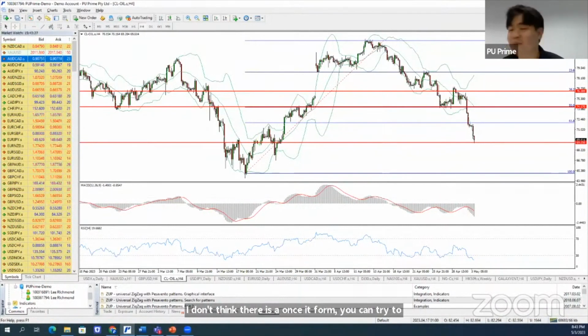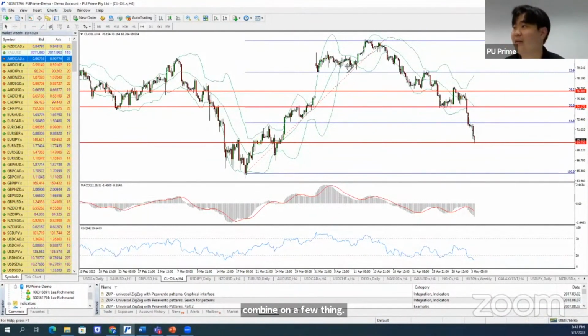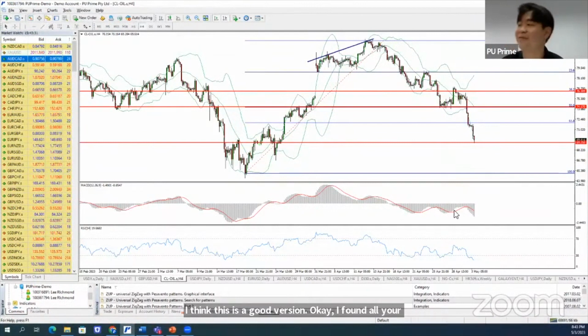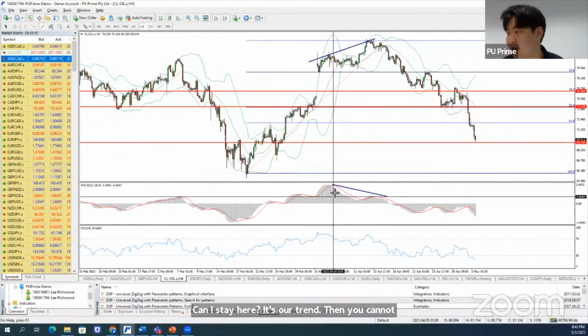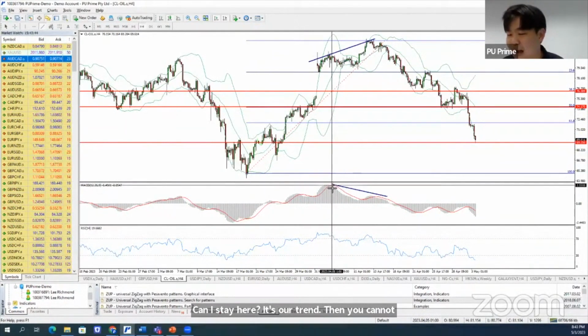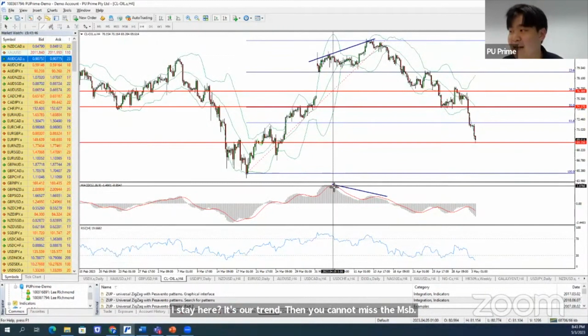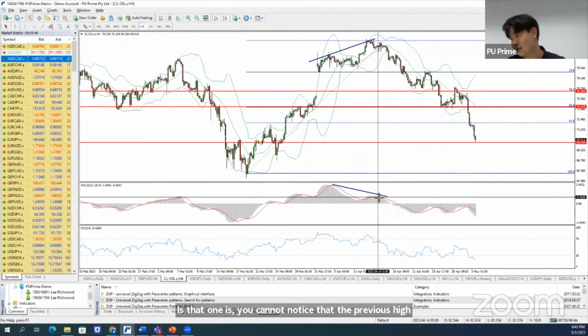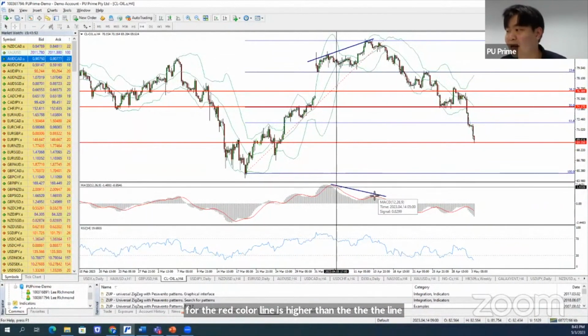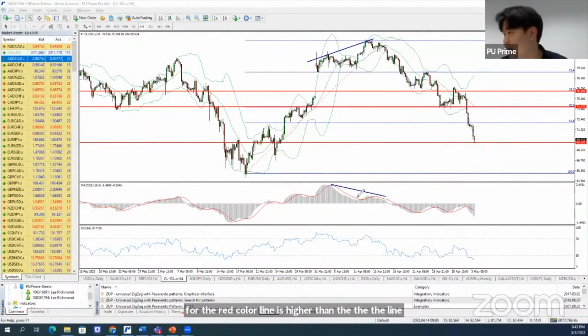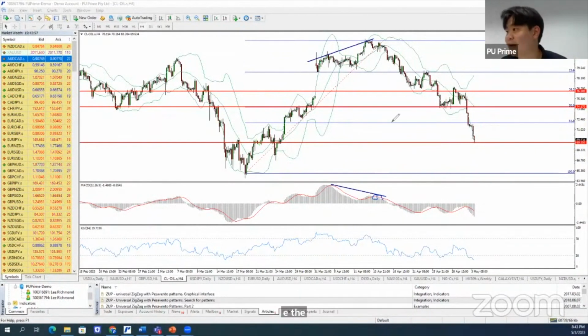I think this is a good bearish one. I found oil already previously, but for now I don't have it. So for now, you can notice that the candlestick here is our trend, and the MACD is our trend. You can notice that the previous high for the red color line is higher than the latest high for the red color line. So here is higher than here. And once you wait until the red line turns and curves, you can consider it a sell signal.